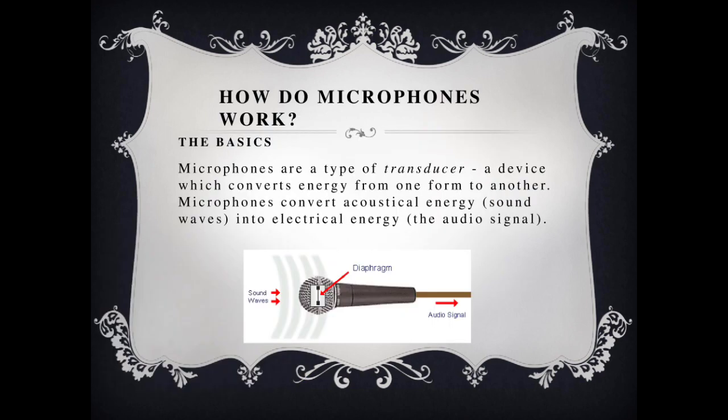Microphones are a type of transducer, that is, a device which converts one form of energy into the other form. That is, a microphone converts the sound wave into electrical energy, that is the audio signal. So this is the diagram which shows the sound waves come and hit the microphone, and the diaphragm which is there inside the microphone converts the sound wave into the audio signal.